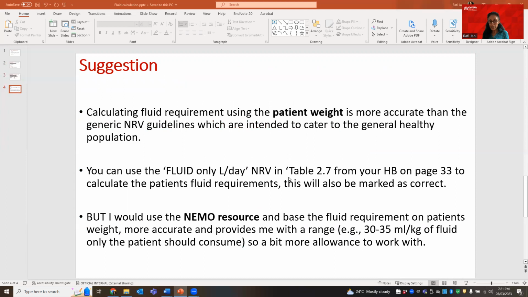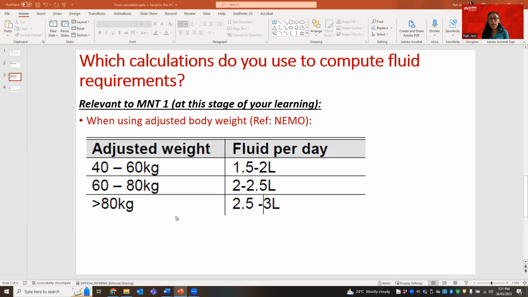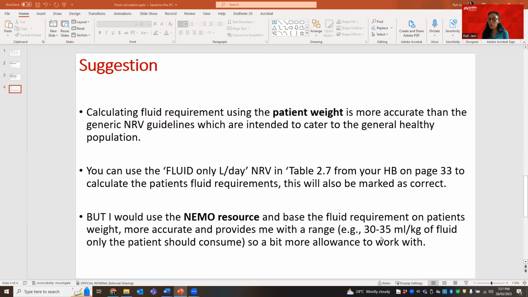Yes, if you use this NRV resource from the handbook, it is not incorrect. But as I said in Mr. Slip's case study also, using the patient's weight for calculating the fluid requirement as per NEMO is a much more sound and accurate resource in comparison to the NRV. It also provides you with a range, 30 to 35 ml per kg, and even the adjusted body weight ones all have a range over here. So you have a bit more allowance to work with.